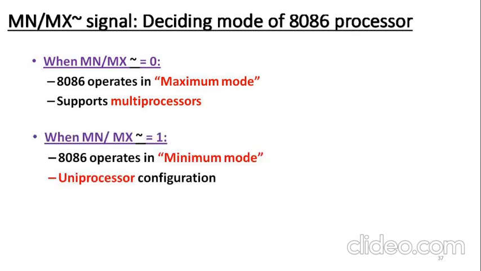Next, when MN/MX bar is equal to 1, then the processor operates in minimum mode. Minimum mode means that we don't have any auxiliary processor inside the system. The 8086 alone will be performing all the tasks at its corresponding speed, and such an environment is called a uniprocessor configuration, uniprocessor mode. So uniprocessor is inherently minimum mode.